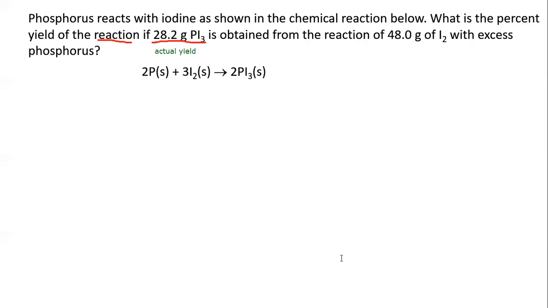Now we have to use the other information to solve for the theoretical yield. So we use 48 grams of I2 with excess phosphorus. Since we use excess phosphorus, that tells us that I2 is the limiting reactant. So we're going to convert the mass of I2 into mass of phosphorus triiodide. So we need a few molar masses. We need the molar mass of I2, and we need the molar mass of phosphorus triiodide.